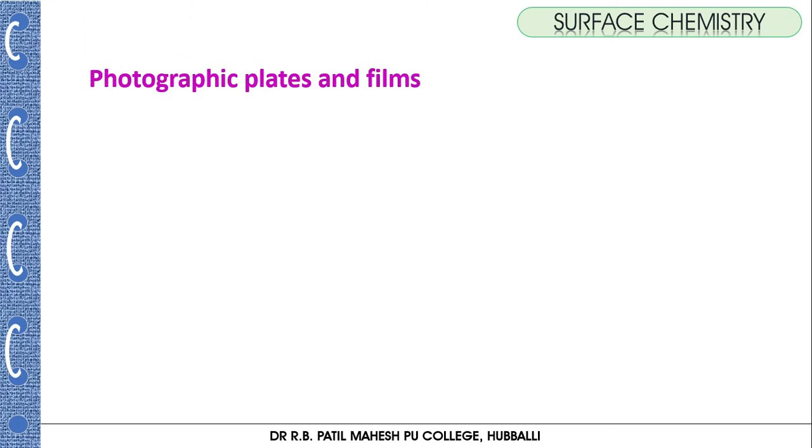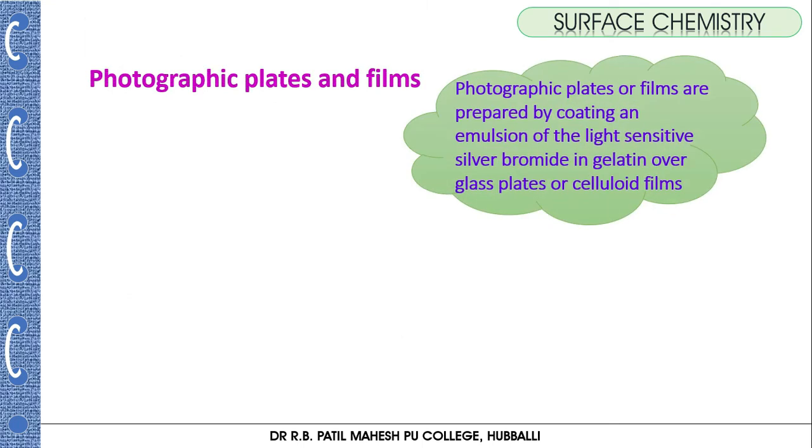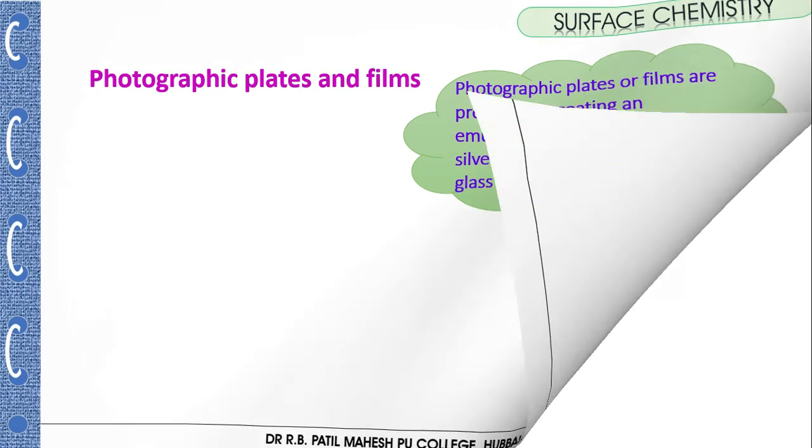Photographic plates and films. Photographic plates or films are prepared by coating an emulsion of light sensitive silver bromide in gelatin over glass plates or celluloid films.